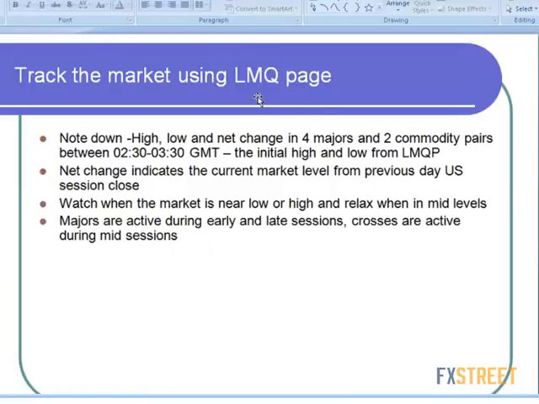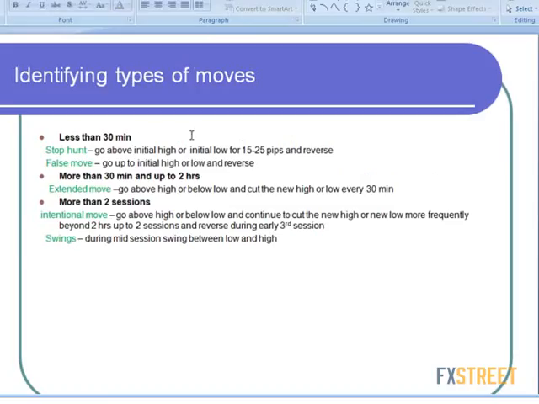Then this is the explanation with regard to the live market code page, how exactly it can be used. Then this is what I explained as the 5 different types of moves they are making. Stop is the move they do during the early and the late sessions. They go above the initial high or below the initial low by 15 to 25 pips and reverse the market in less than 30 minutes.